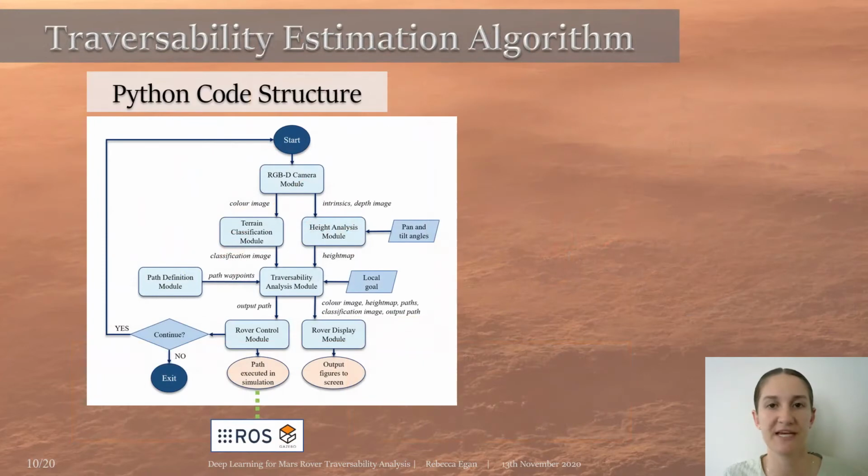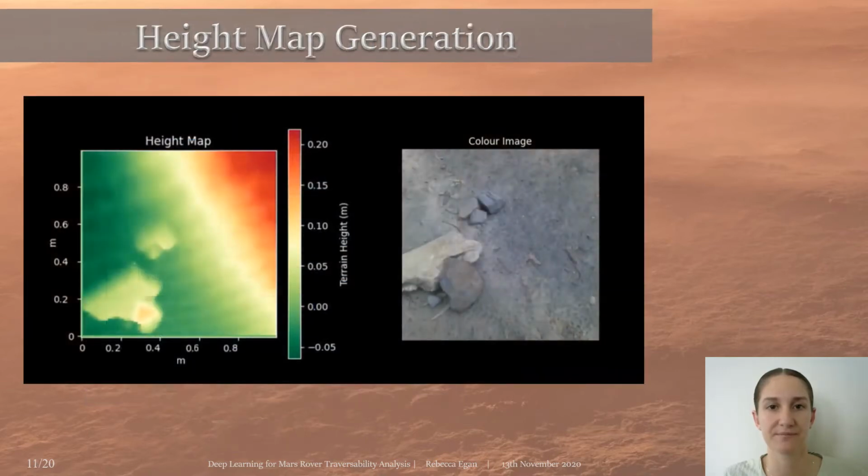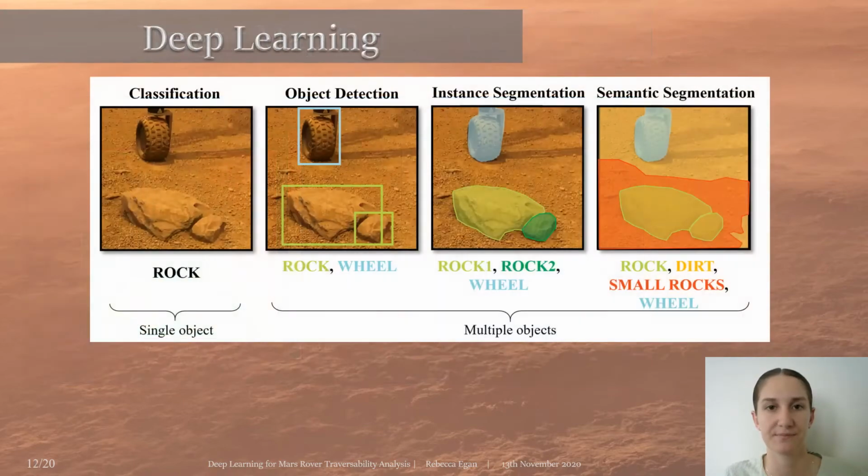The traversability estimation algorithm is implemented in Python with ROS for simulated rover motion in Gazebo. A 2D height map is constructed by applying the coordinate transforms discussed on the depth image data corresponding to the colour image shown. The known camera height and tilt enable the calculation of the 3D coordinates of each point within the 1 meter square region of interest.